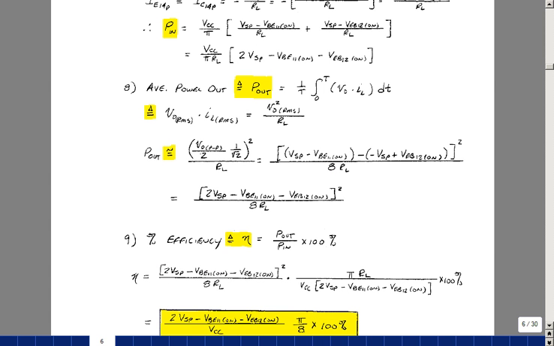So the overall efficiency then is the ratio of the average power out to the average power in. You multiply that times 100%. In electronics, they use the letter eta for efficiency. Of course, that may be confused with the eta of the transistor. Those are two separate things.